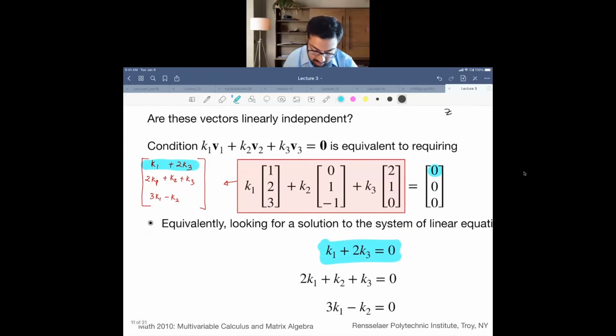And then you have this guy equals 0, so that gives you this equation. And then the last one, this guy gives you 0, so that gives you the third equation. So you've got 3 equations and 3 unknowns, and you're trying to find out whether there are any non-trivial solutions for k1, k2, k3, and if there are, then it is linearly dependent. If there are no non-trivial solutions, then it is linearly independent.